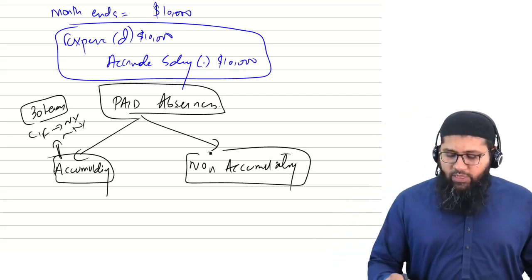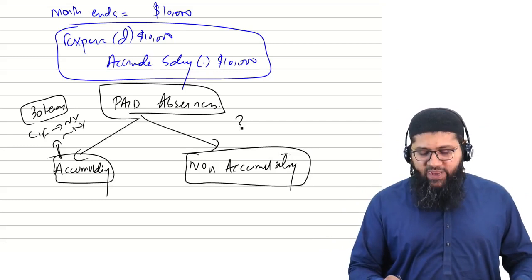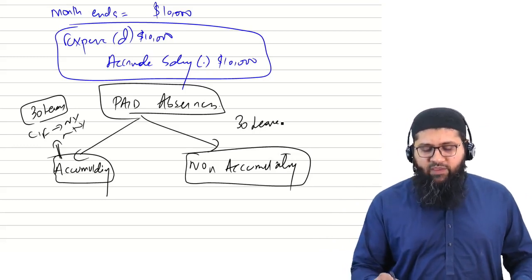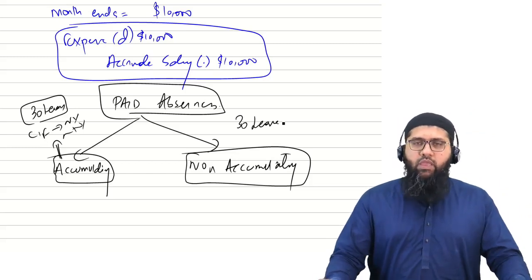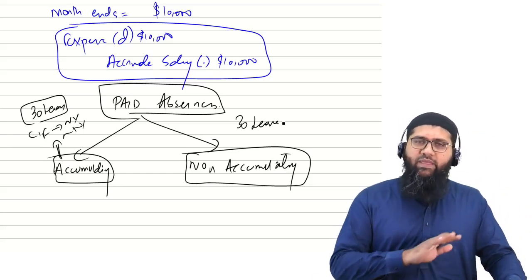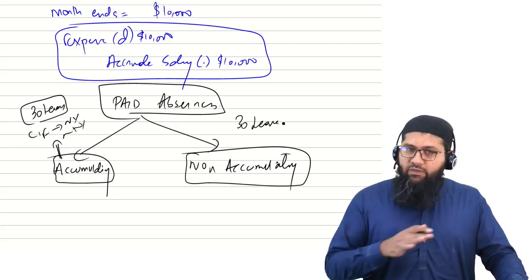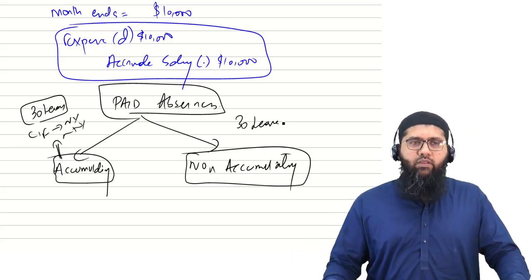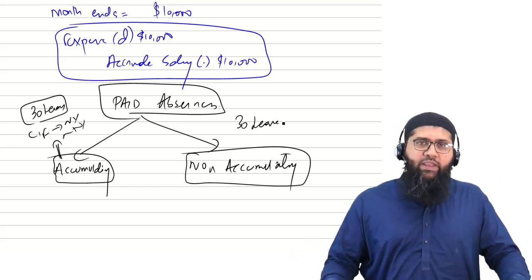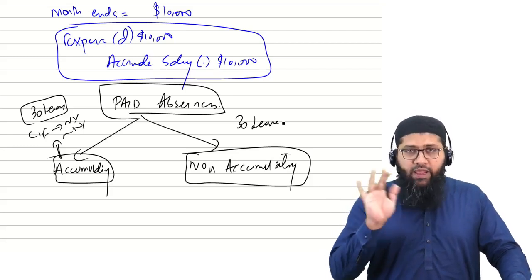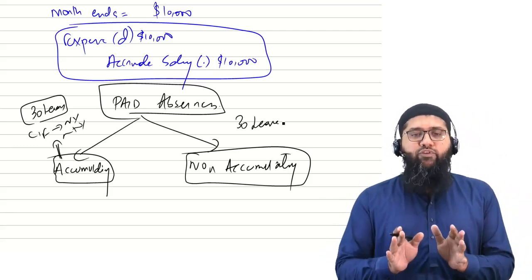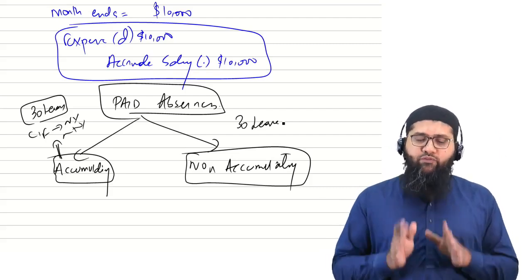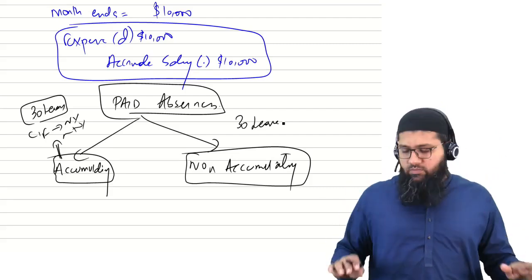And when we talk about non-accumulating absences, you say to the employee, look my friend, you have got 30 leaves. If you avail these 30 leaves in the current period, that is okay, but we will not allow you to carry them forward to the next year. So whatever you have to do, if you have to encash them or utilize them, do it in the current period.